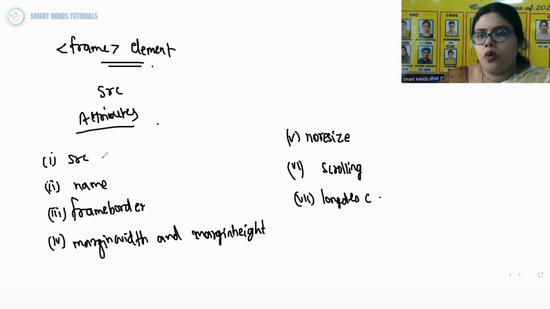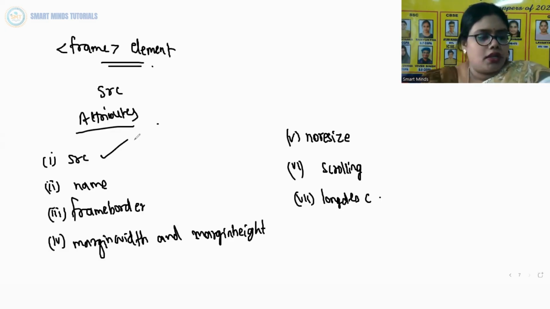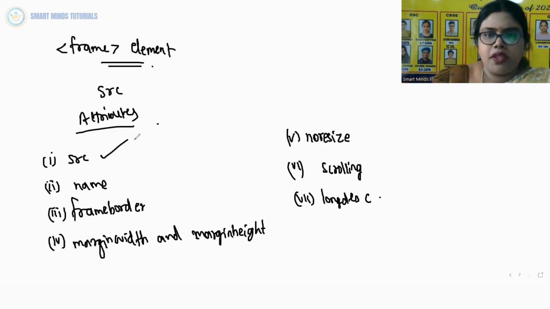First let's see what is src attribute. So src attribute is used to specify the file that must be displayed in the frame. For example, src equals program.html. This is for the first attribute src.